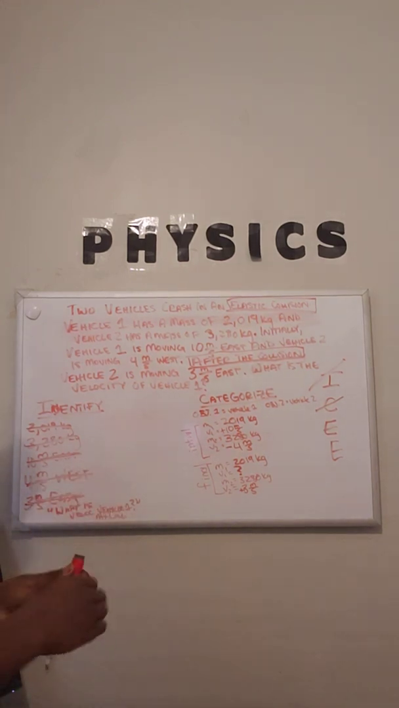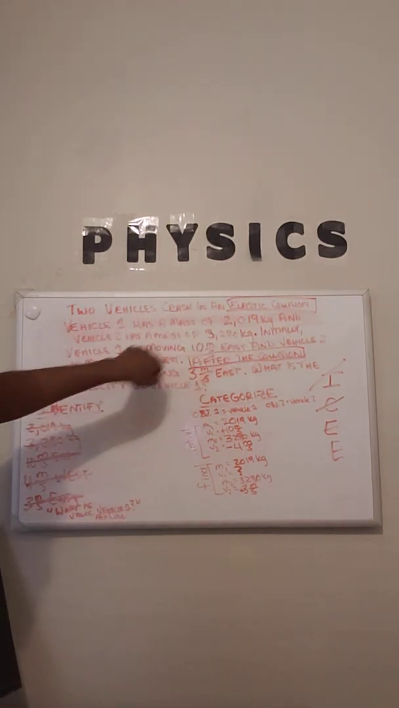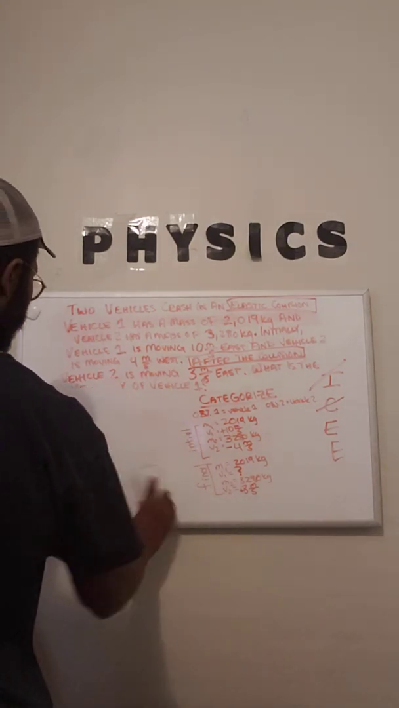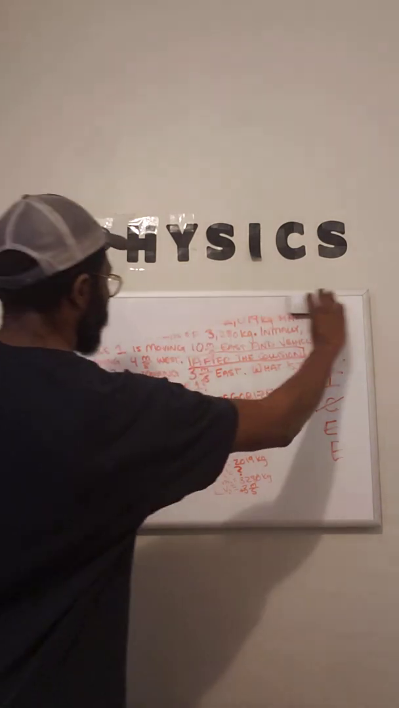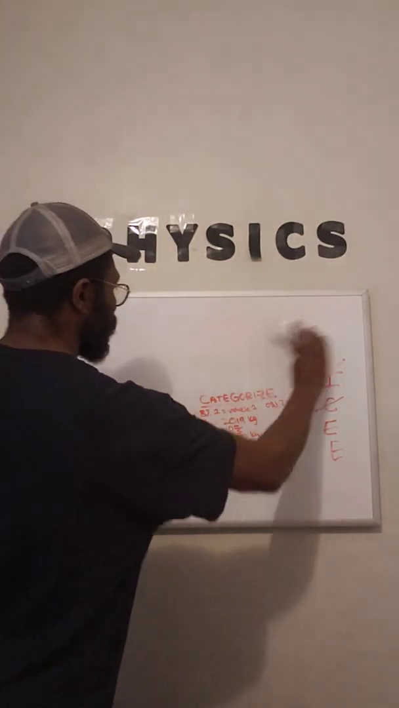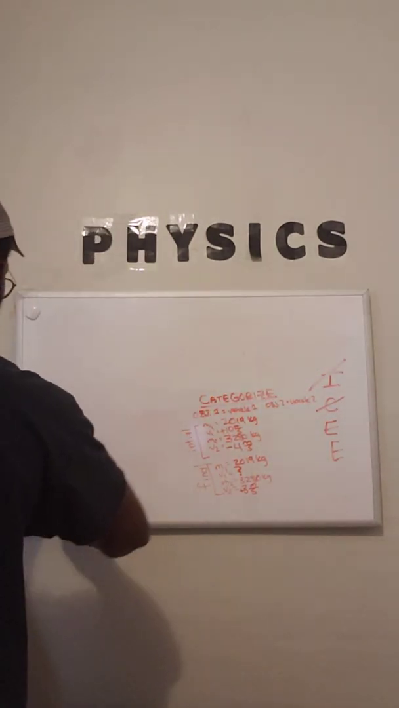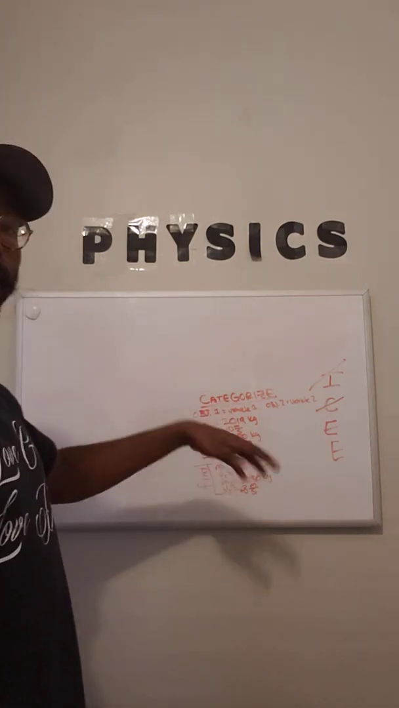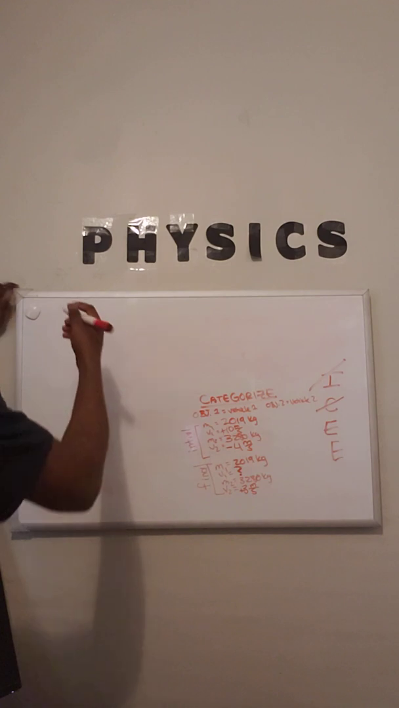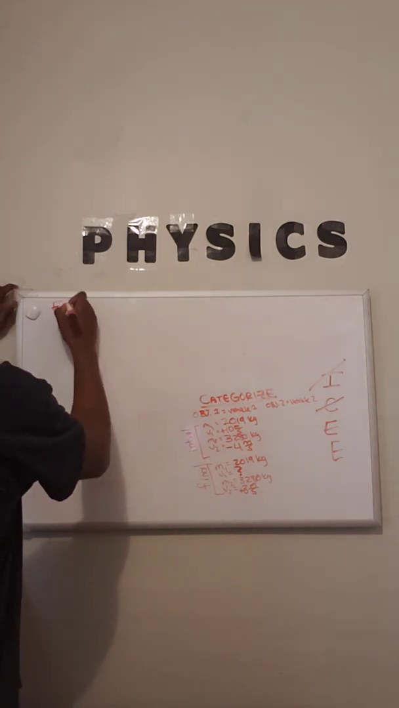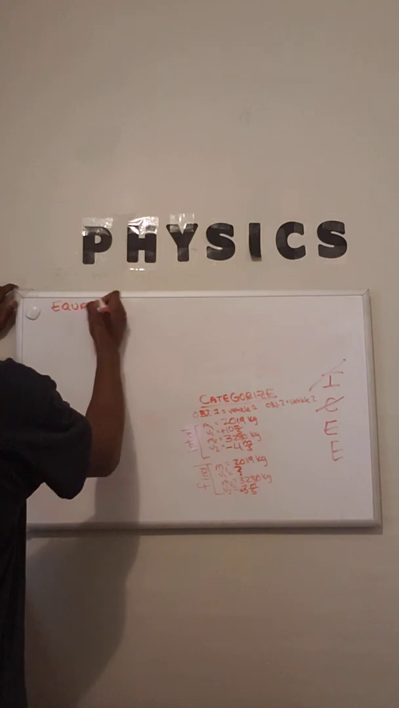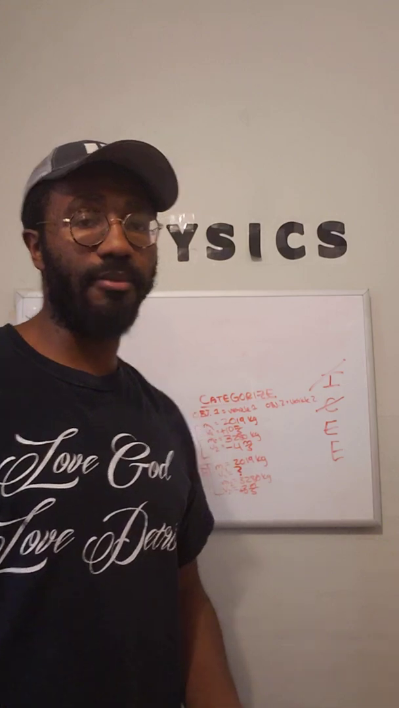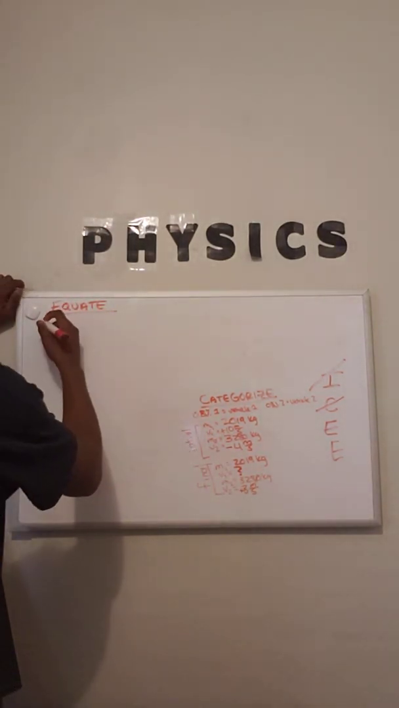Now I'm going to need a little bit more space, so I'm going to go ahead and erase this problem. All right, cool. So I just erased the problem. So now we should be able to go ahead and write out the equation we're going to use in our equate step. So let me go ahead and write that down. All right, so equate.